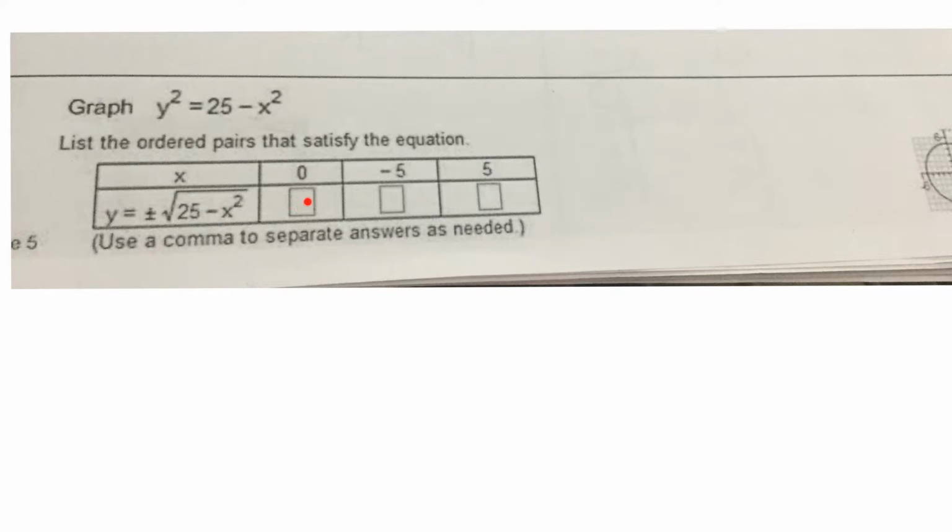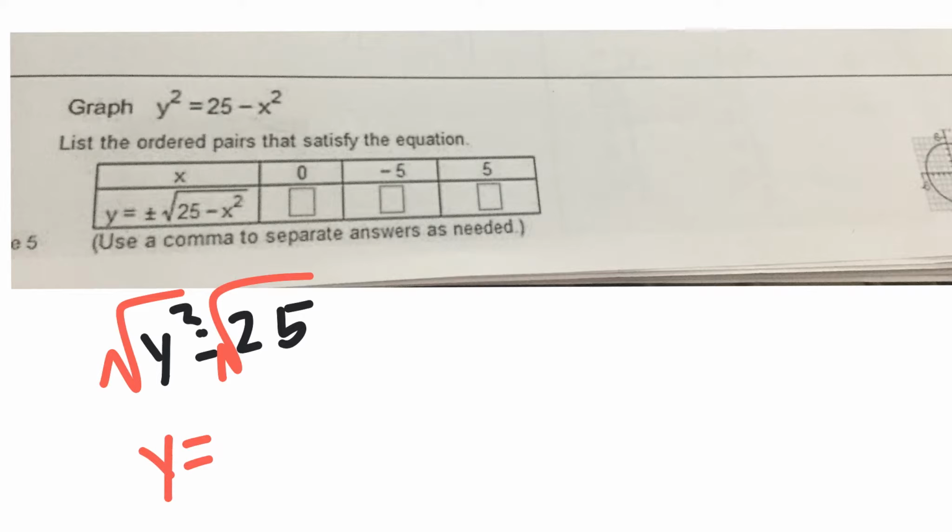For 0, think about plugging in 0 for x. Then we would be left with y squared equals 25. To find out what the y value would be, I would take a square root. When I take a square root, I always account for the plus or minus. So when I plug in 0 for x, I've got two possibilities: I could have positive 5 or negative 5.